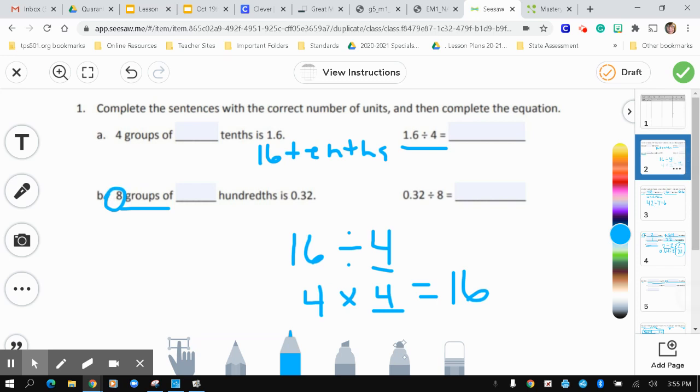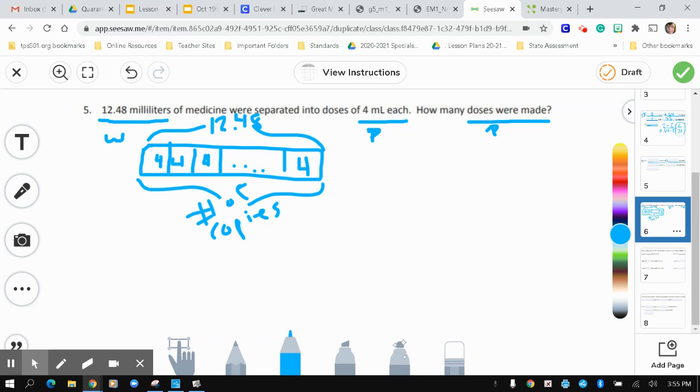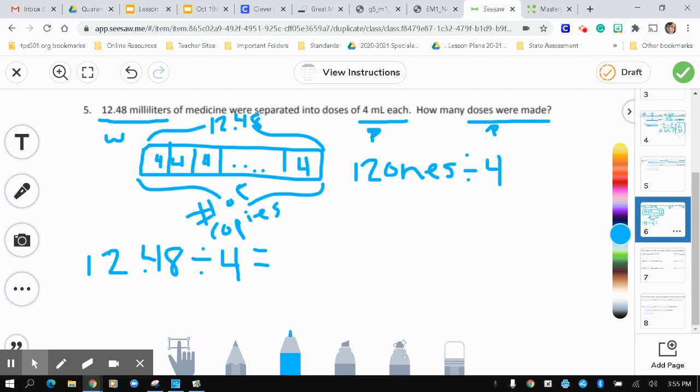So we have to make a division problem. So we have 12 and 48 hundredths divided by 4 to figure out our number of copies. Well, let's do like we did on the last problem and let's split that up. We have 12 ones divided by 4, and we have 48 hundredths, I'm just going to shorten that, divided by 4. So both of those are basic facts. 12 divided by 4 is 3 ones.